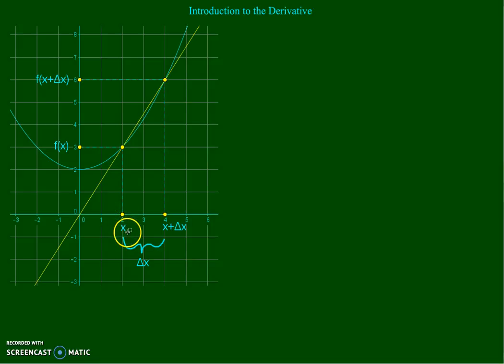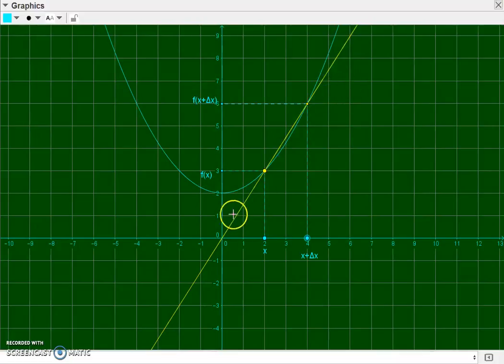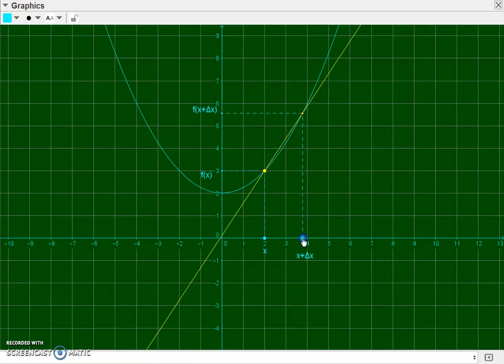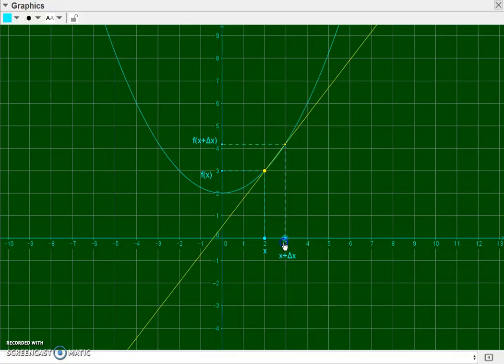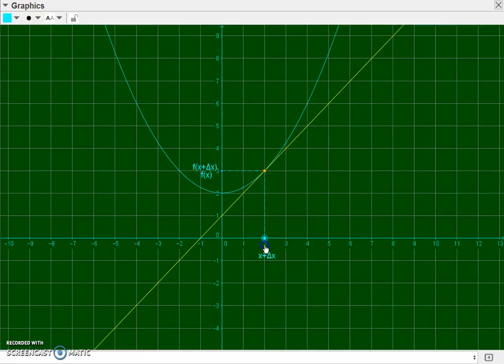So let's give a little bit more dramatic example of that. Here we have our secant line, our x and our x plus delta x values, our f of x and f of x plus delta x. Now, when I drag this point closer and closer to the x value, you can see that the delta x value is diminishing. The slope of this secant line is becoming a closer and closer approximation to the slope of a tangent line until the delta x value is actually 0. And when the delta x value is 0, the slope of the secant line is equal to the slope of the tangent line. And that's at the root of what we're looking at here today.